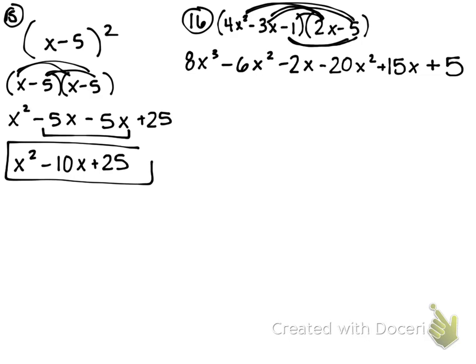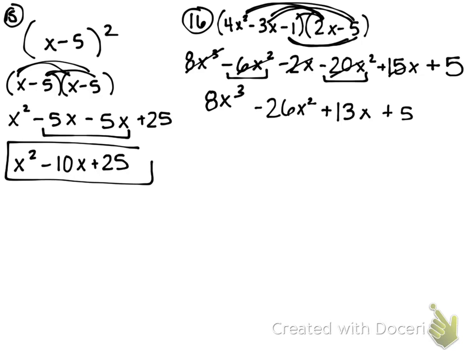Positive 5. Very good. All right, so we combine like terms. X cubed. Then negative 6x squared, negative 20x squared is negative 26x squared. Negative 2x and positive 15x is positive 13x. And then last but not least, positive 5. Okay, so that's how we use FOIL or distributive property to simplify binomials, trinomials, whatever they give us.